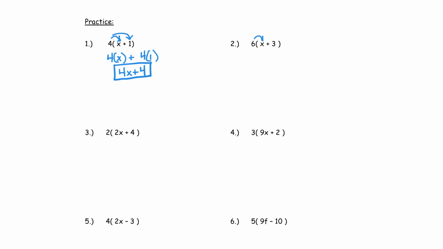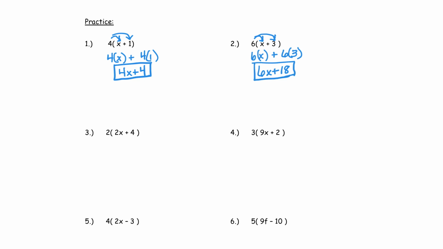6 times x plus 3. So this turns out to be 6 times x plus 6 times 3. 6 times x is 6x plus 6 times 3 is 18. We are done.